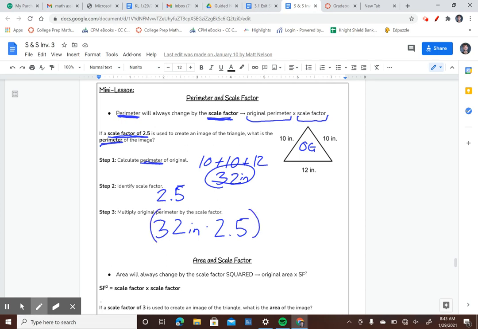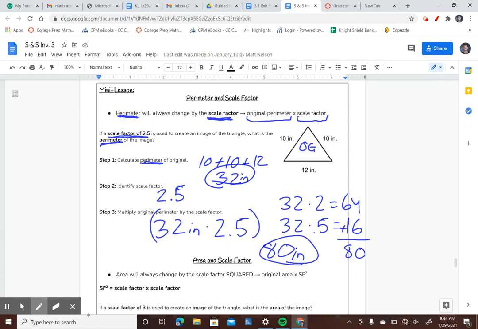So here I could do 32 times 2 to get 64. And then I can do 32 times my 0.5, or my half, to get 16. 64 plus 16 is going to give me 80. And so the perimeter of my new figure would be 80 inches.